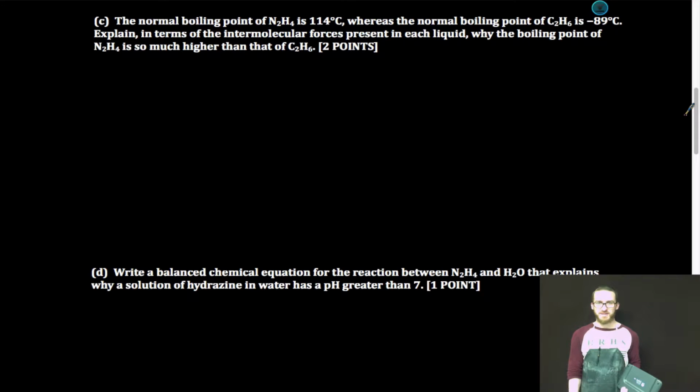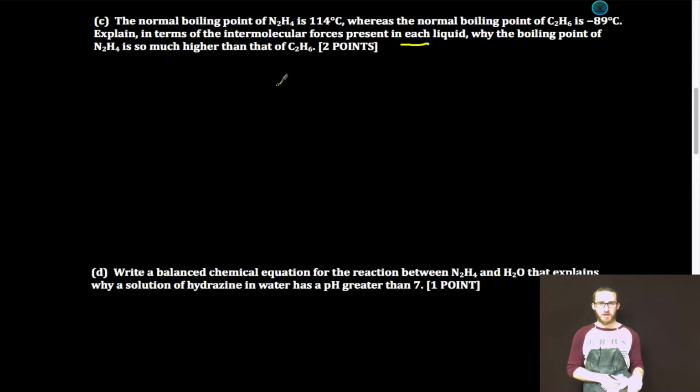Boom. Part C: The normal boiling point of N2H4 is 114 degrees Celsius, whereas the normal boiling point of C2H6 is negative 89 degrees Celsius. Explain, in terms of the intermolecular forces present in each liquid, why the boiling point of N2H4 is so much higher than that of C2H6.